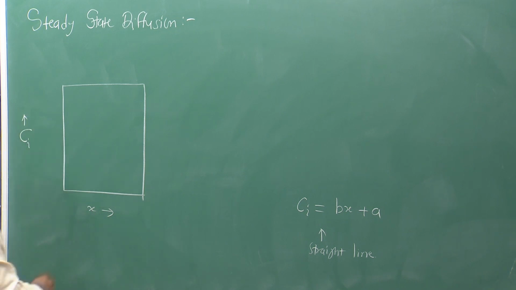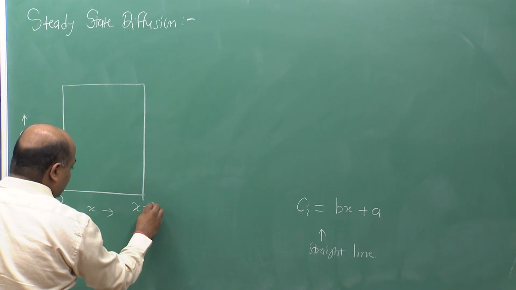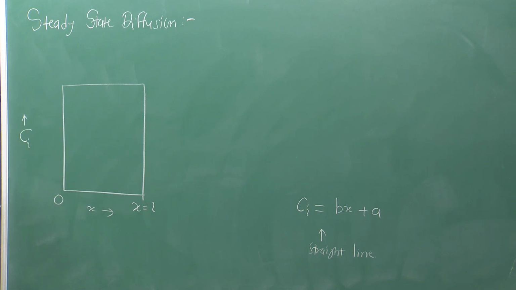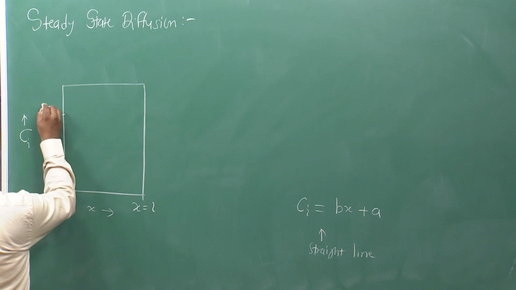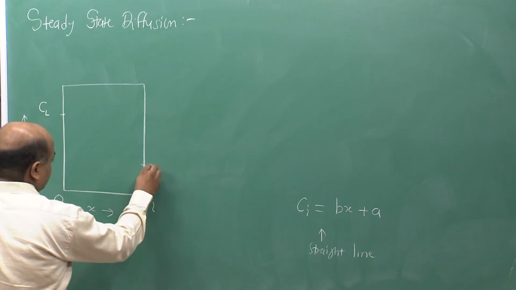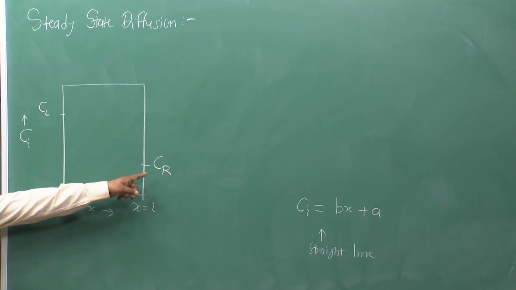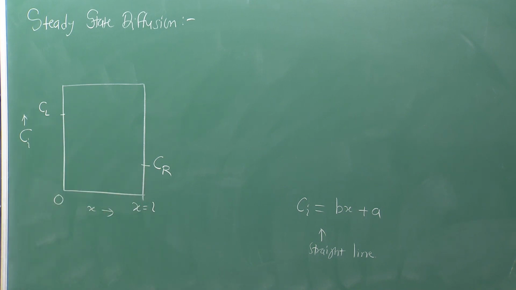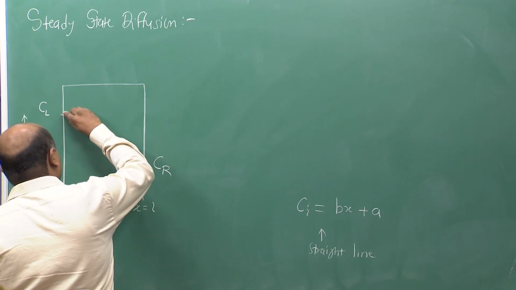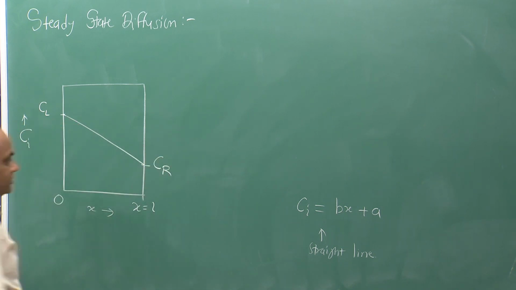If I draw Ci versus x, so this is 0 and this is x equal to, let us say, L, the thickness of the slab, and on one side I know the concentration, let us call it left side concentration Cl, Cr is the right side concentration, and obviously this side is decarburizing, so Cr is less than Cl, and I know a steady state will develop if the d tilde is constant. And what should be that?